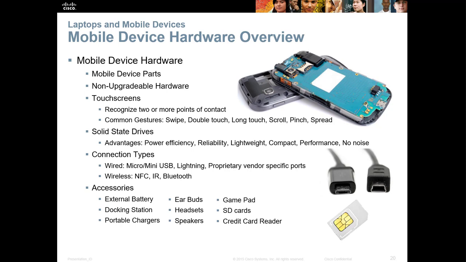Mobile devices can connect to other devices using shared peripherals or other resources. They can be wired or wireless connections. Wired connections can be micro or mini USB connectors, a Lightning connector, and proprietary vendor ports. For wireless connections, besides Wi-Fi, we can use near field communication, or NFC. It enables mobile devices to establish radio communication with other devices by placing the devices close together.